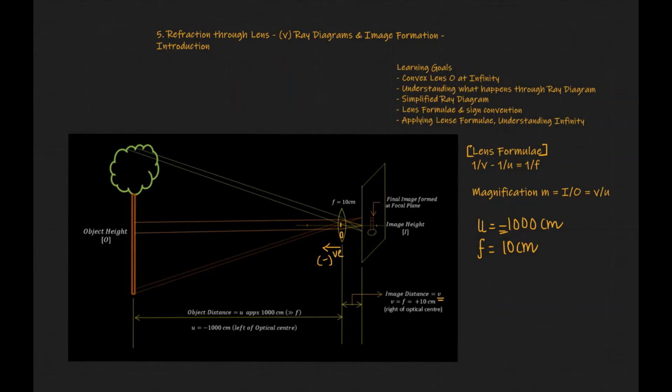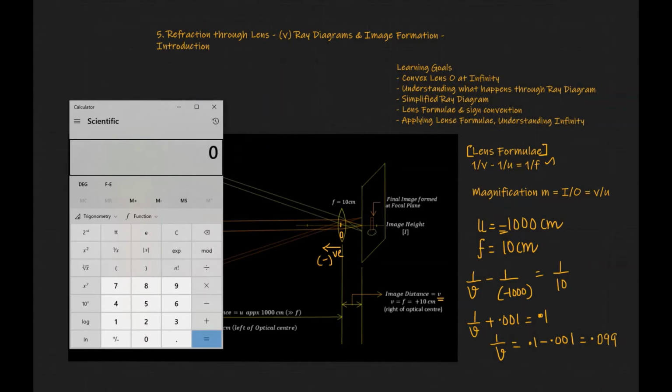So let's substitute it in this equation of lens formulae, which is 1 by V minus 1 by minus 1000 equal to 1 by 10. So this will be 1 by V, minus of minus is plus, 0.001 equal to 0.1, or in other words, 1 by V would be equal to 0.1 minus 0.001, that will be equal to 0.0999. So that's what we have.